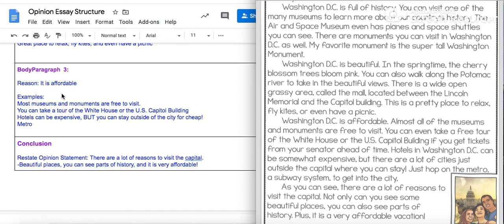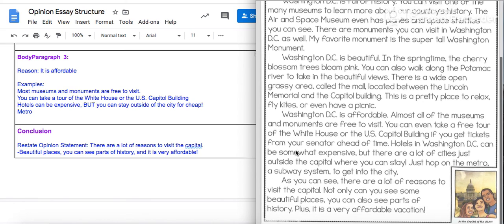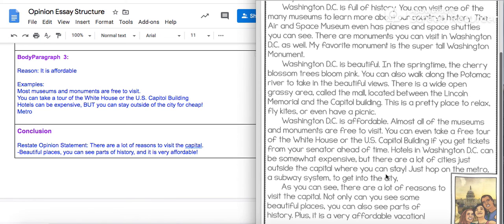So reason 3, back to reason 3, it is affordable. She talked about how most museums and monuments are free. You could take a tour of the White House and the U.S. Capitol building. And she said hotels can be expensive, but you can stay outside of the city for cheap. And then she talked about taking the metro. So notice I kind of shortened that up and made it into a couple short and easy bullet points for us to understand really how this is broken down. She added a lot more detail in her paragraphs, but we're not quite at that point yet.